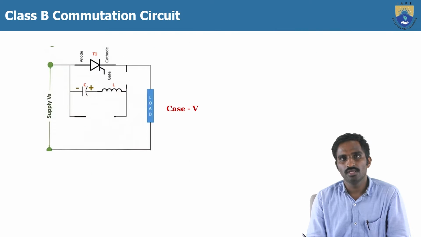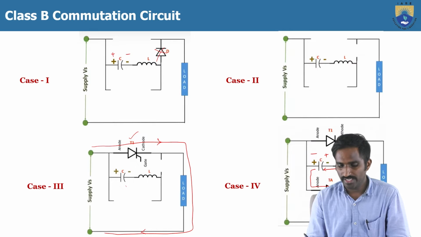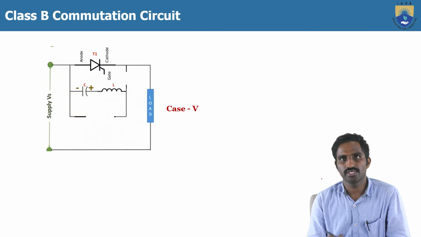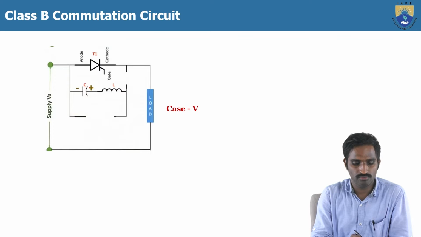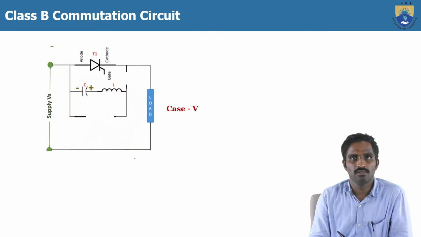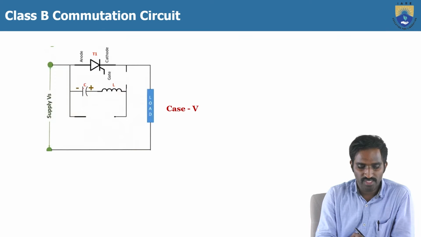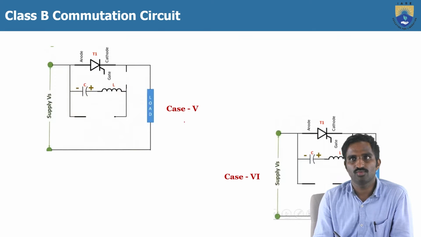Which means a reverse biased voltage is applied across this thyristor TA, because here the anode is negative with respect to the cathode, so the thyristor TA will turn off. That is what you can see in case 5. Minus and plus. Because the diode was in the turn off position before, when this terminal has been changed to minus and plus, the diode will start conducting.